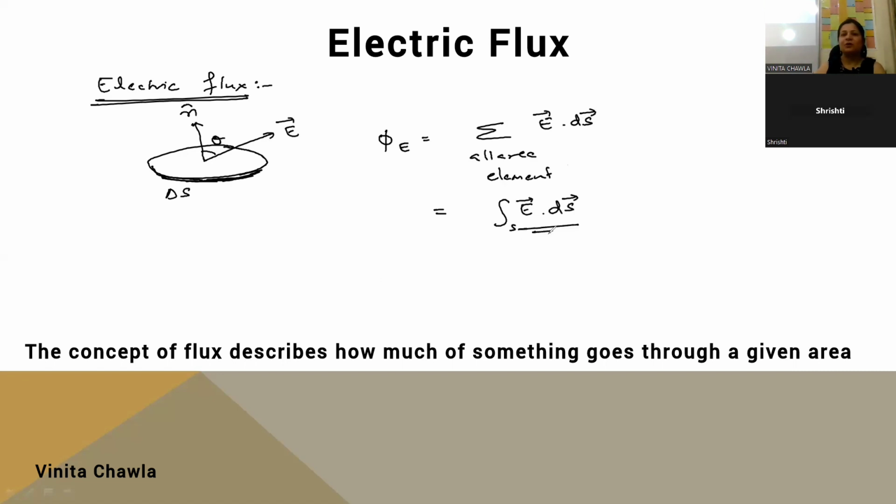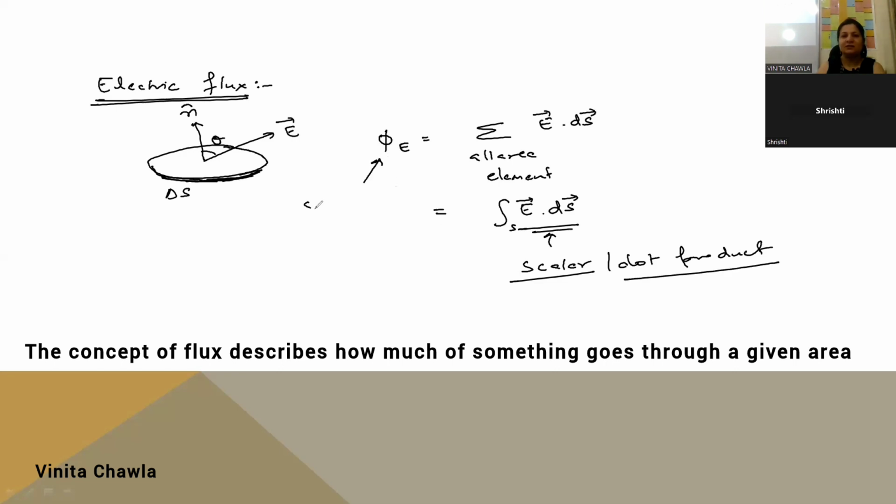Because this is a scalar product. You can see we have a dot product here. It is a scalar product, or we can say it is a dot product. So the quantity we are getting is a scalar. So electric flux is a scalar.